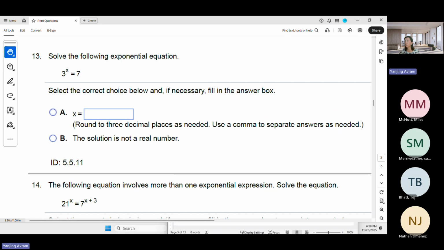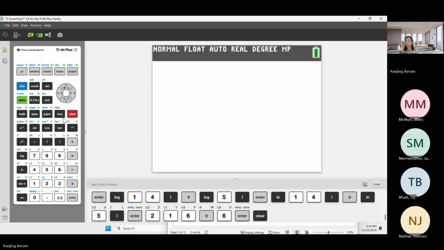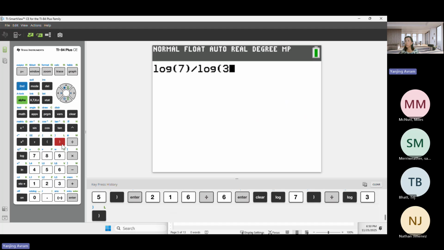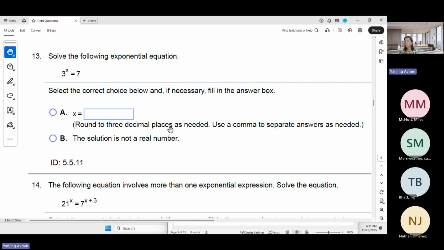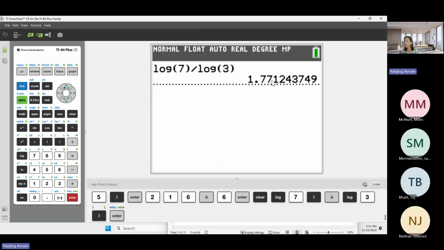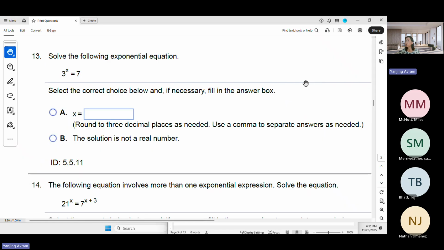Okay, so we have a log of 7 divided by log of 3. All right, and that is about 1.771. Okay, you want to round to 3 decimal points. So this is a regular rounding, right? My fourth digit is 2, so you round it down. So it's 1.771 in here.